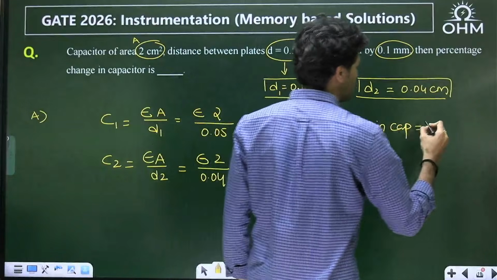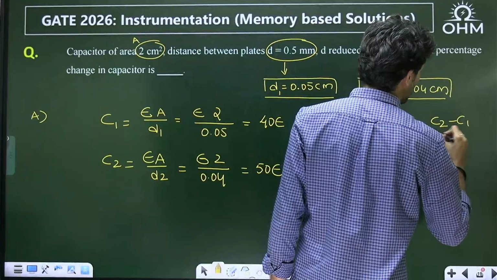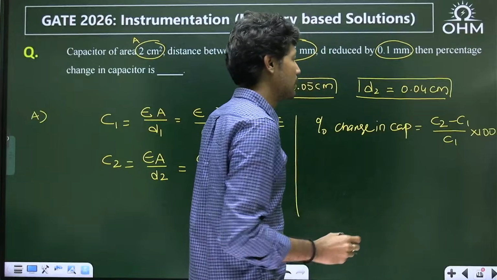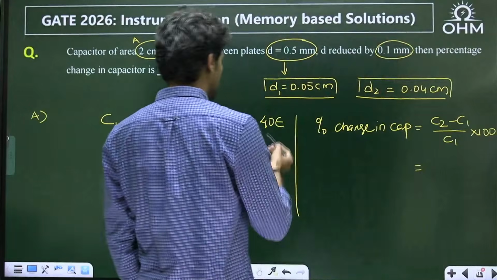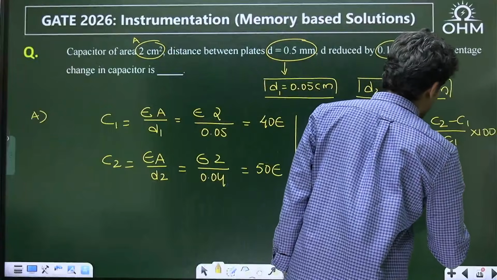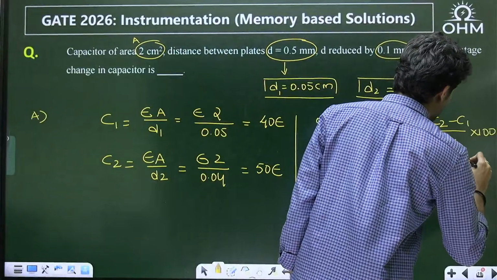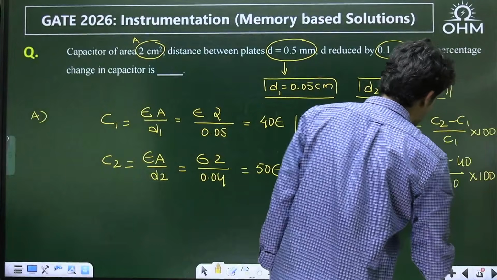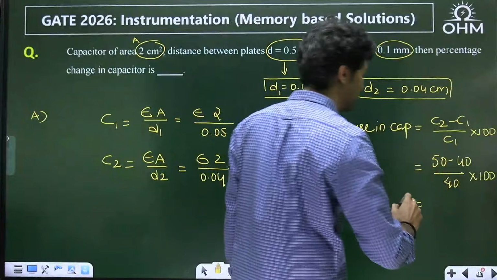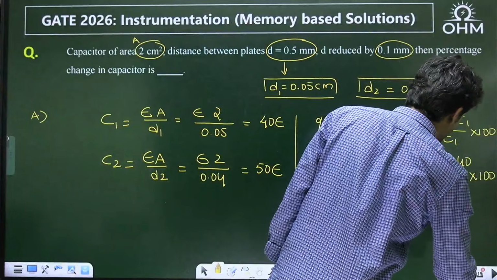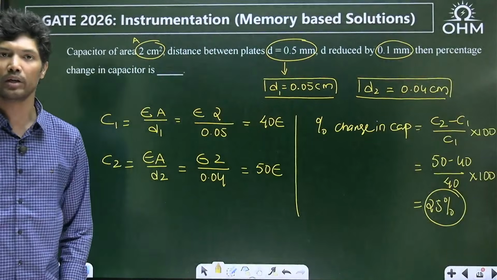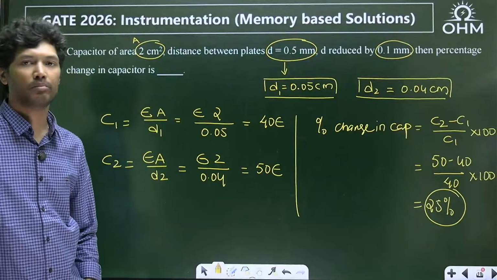So the percentage change in capacitance is given by C2 minus C1 by C1 into 100. Final minus initial by initial into 100. The difference is 50 minus 40, so this is 50 minus 40 divided by 40 into 100. This turns out to be 10 by 40, 1 by 4 into 100, 25 in terms of percentage. Okay. So the percentage change would be equal to 25%.